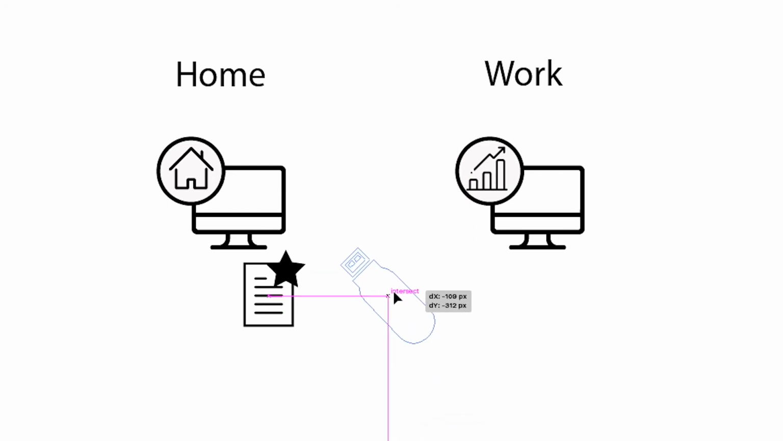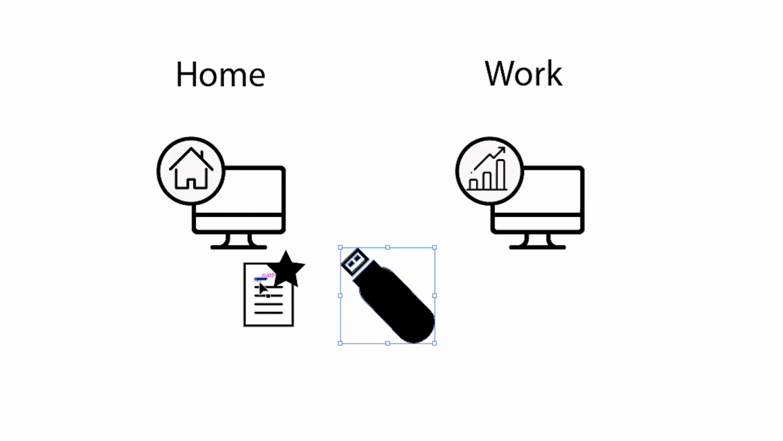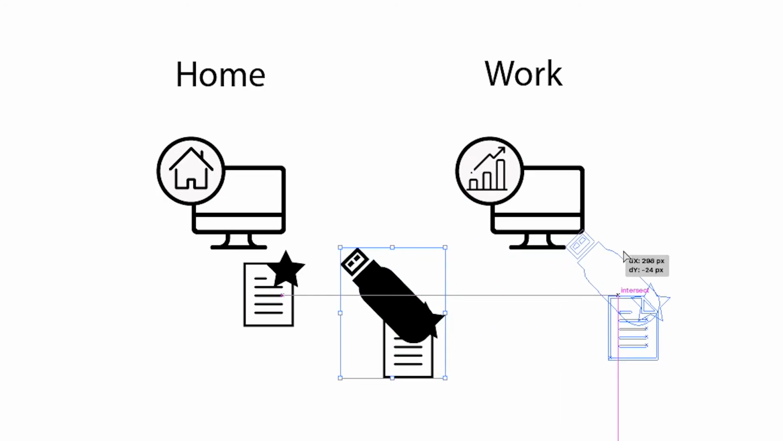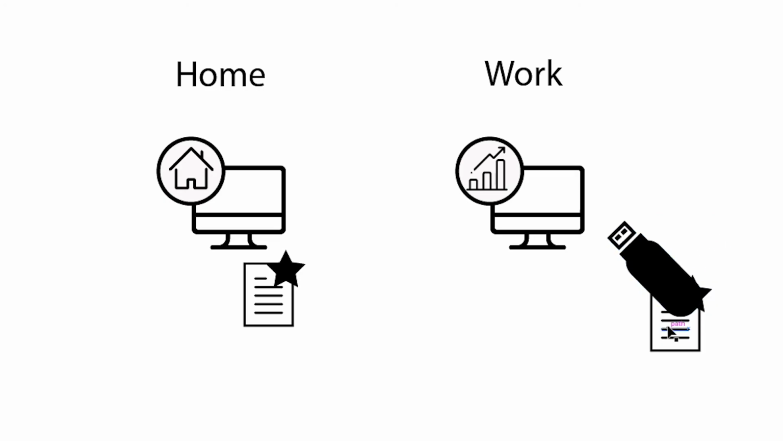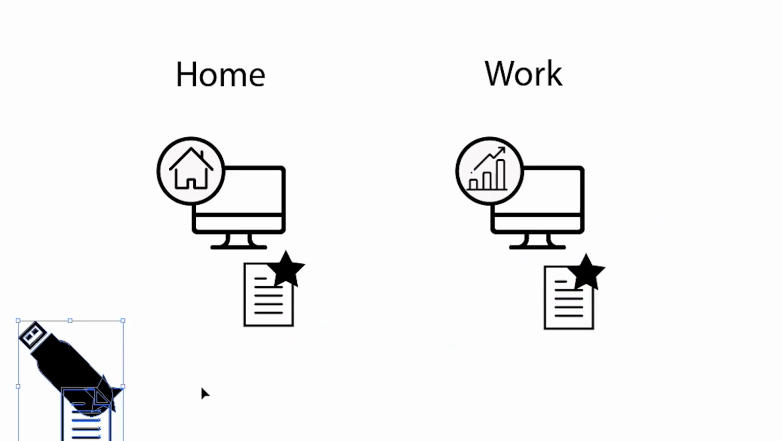So what I might do is I have this thumb drive. I basically copy the original to the thumb drive, take it over to the work computer, copy it again, and I end up with technically 3 versions of the file. There's the original that's on my home computer, there's the one that actually sits on the drive, and then there's the one that sits on my work computer.